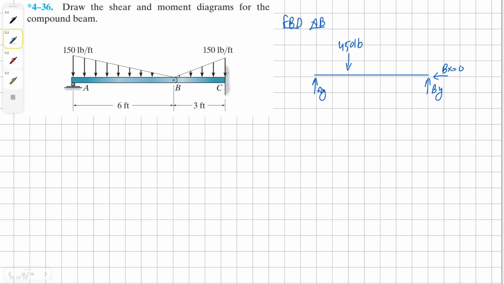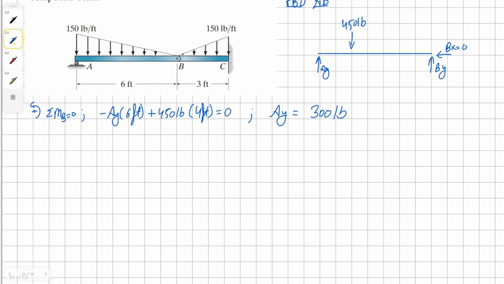Okay, now that we have all the forces, we can try to solve for this. So we're going to take a moment about the point B to find a solution for Ay. We're going to have clockwise Ay, and it's 6 feet away, and then we have counterclockwise 450 pounds, and it's 4 feet away from B, all equals to 0. Solve for Ay, we get our solution as 300 pounds.